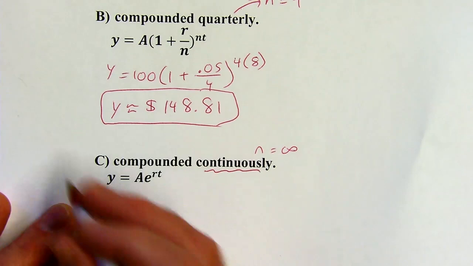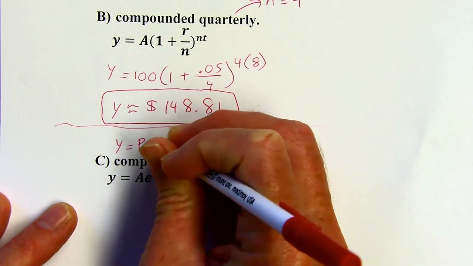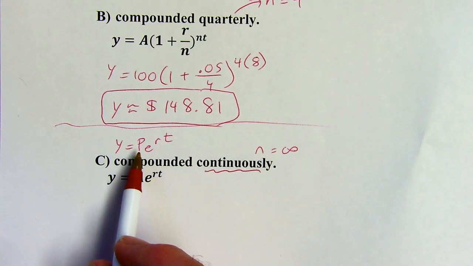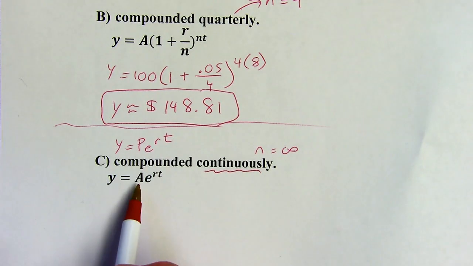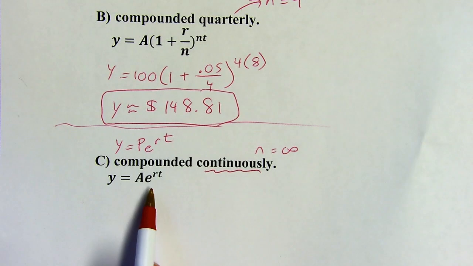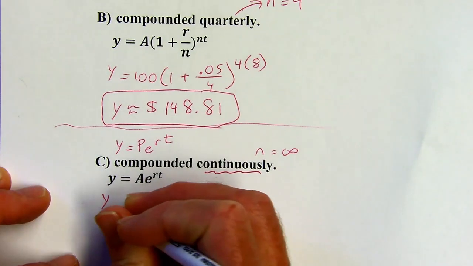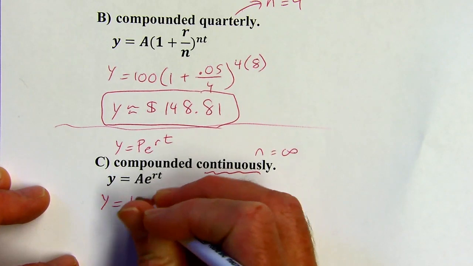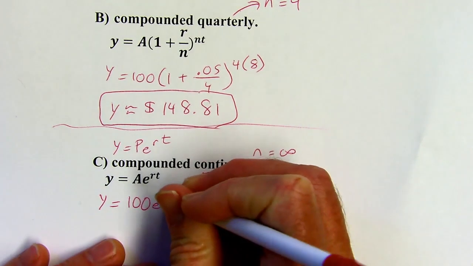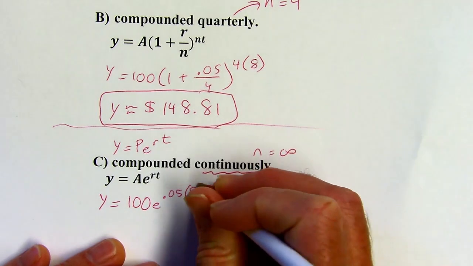Sometimes you'll see this written, by the way, as y equals P e to the rt, and that's the same thing. It doesn't matter. P is for principal, which means the starting amount. I just use an A for my initial amount, but they're the same thing, okay? And this features e, so that's that 2.718 number, okay? So we still are starting with $100. We've got e. The rate is 5%. And then the time is going to be 8 years, okay?